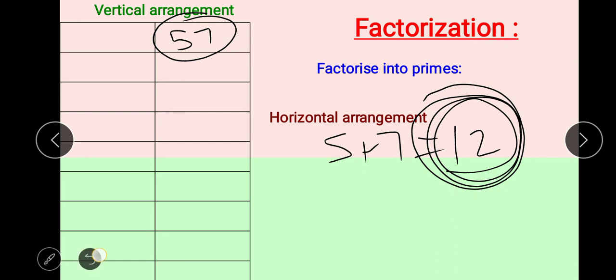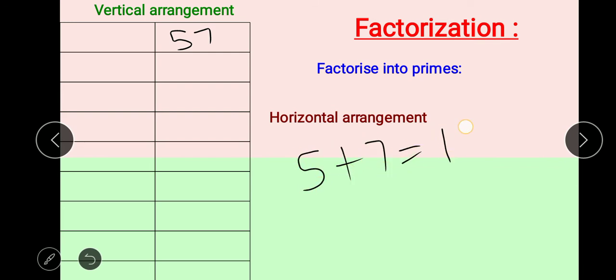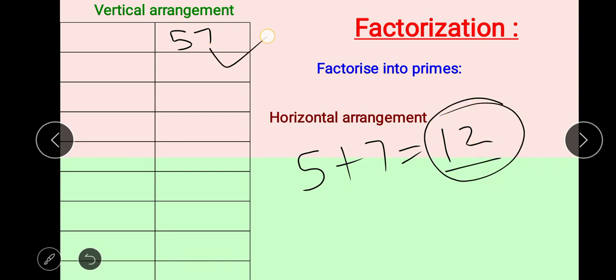I'll repeat again, students, how to check whether the number 57 is divisible by 3 or not. What will we do? We'll add the digits. When we add the digits, the answer is 12. Since 12 is divisible by 3, the number 57 will be divisible by 3. This is how you check whether a given number is divisible by 3 or not.